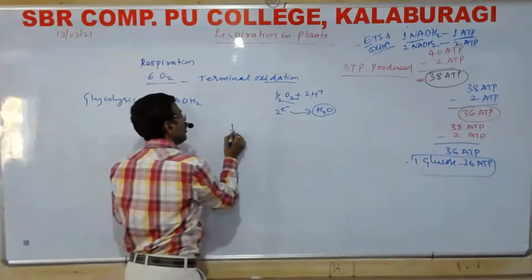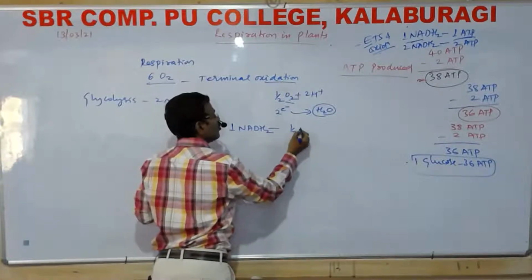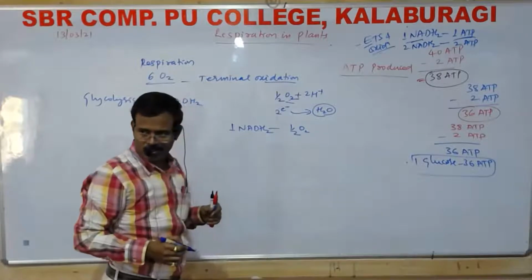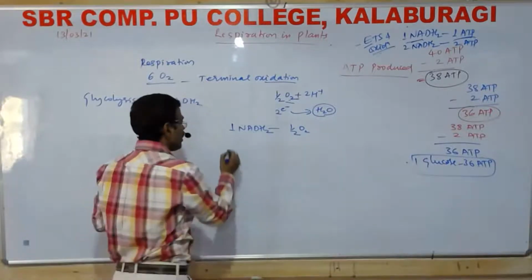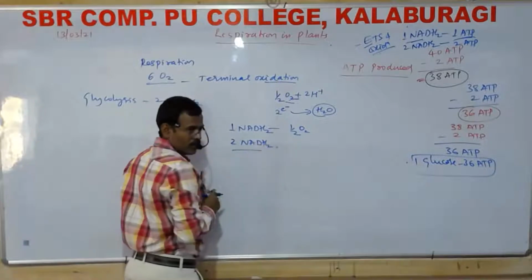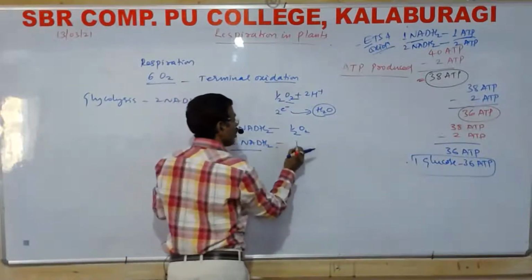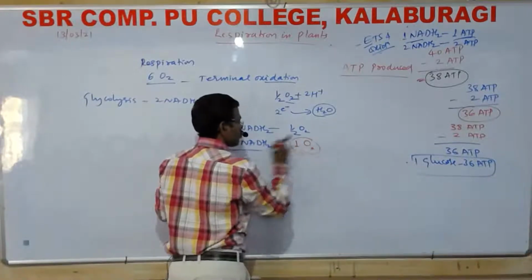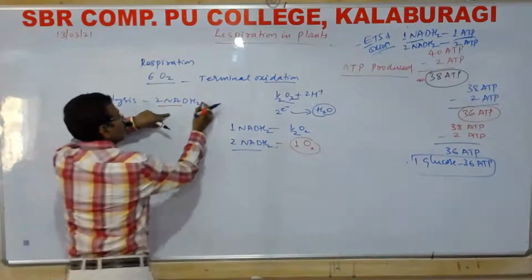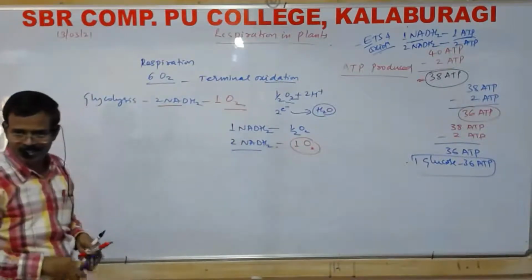So when one NADH2 is oxidized, half oxygen molecule is used. Is it or not? When 2 NADH2 are oxidized, how many oxygen will be used? One oxygen. Remember this. So glycolysis yields 2 NADH2. So here one oxygen is used during the terminal oxidation step.